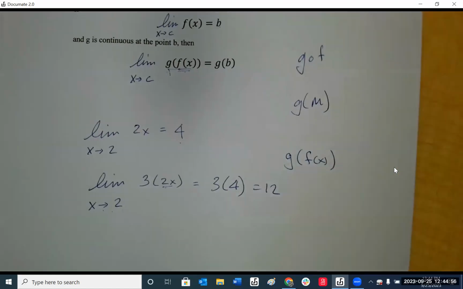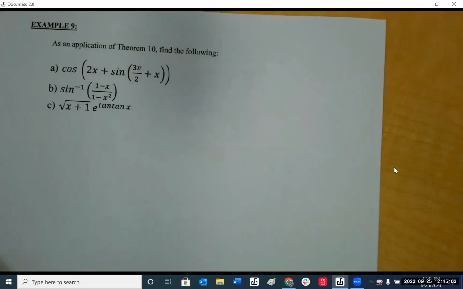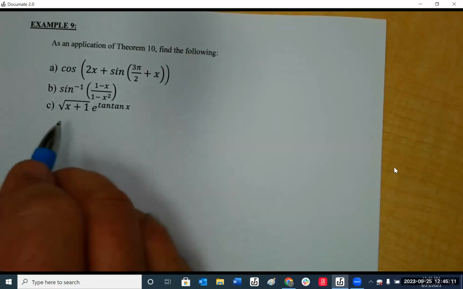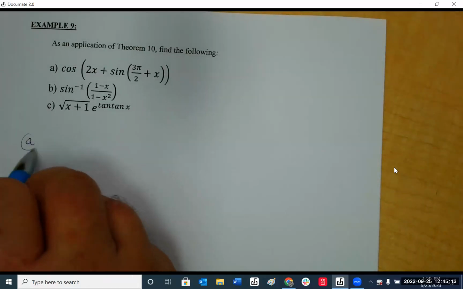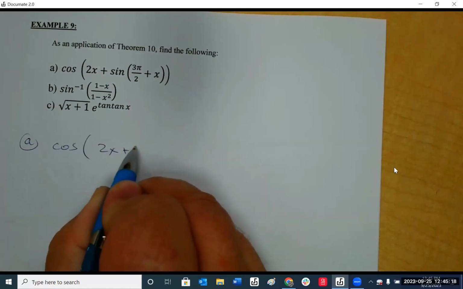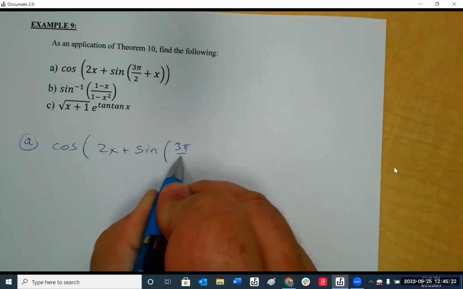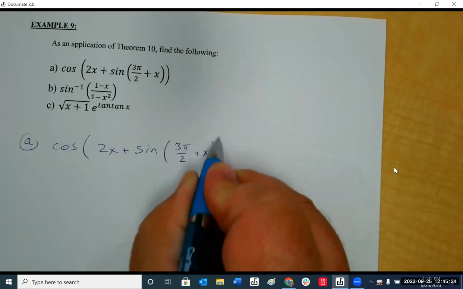Let's look at examples here. Applications of theorem 10. Cosine of 2x plus sine of 3 pi over 2 plus x.